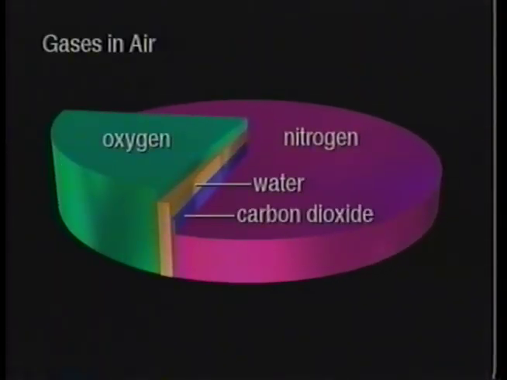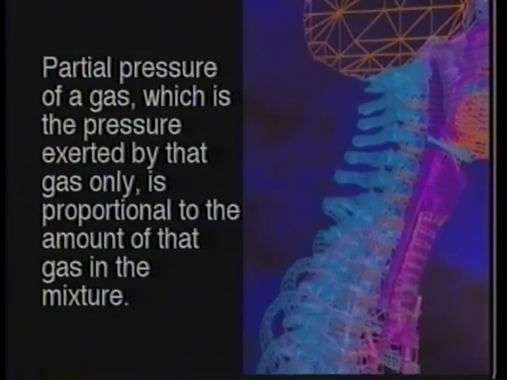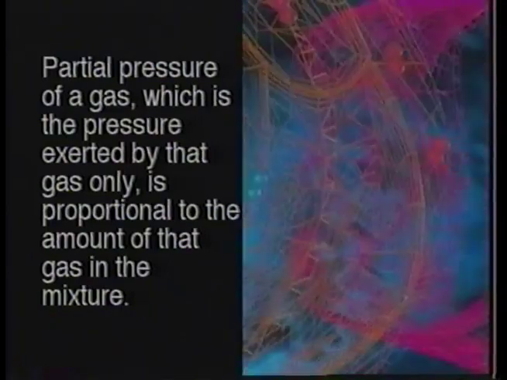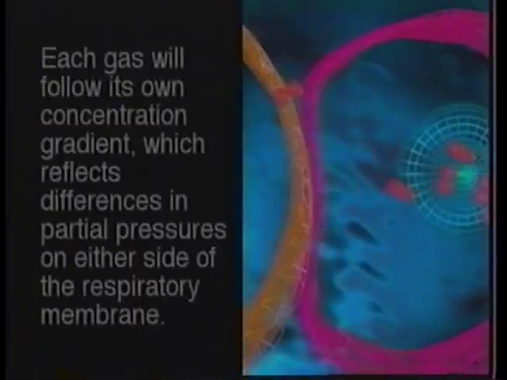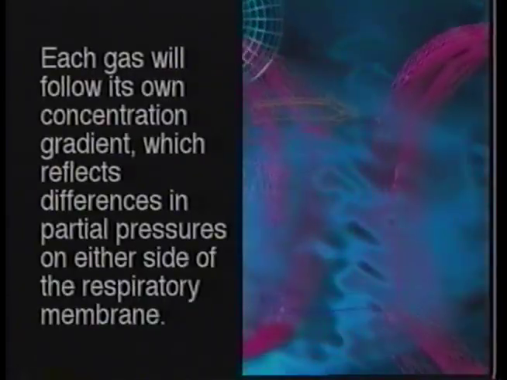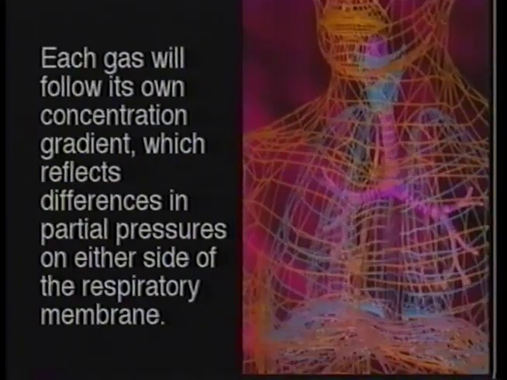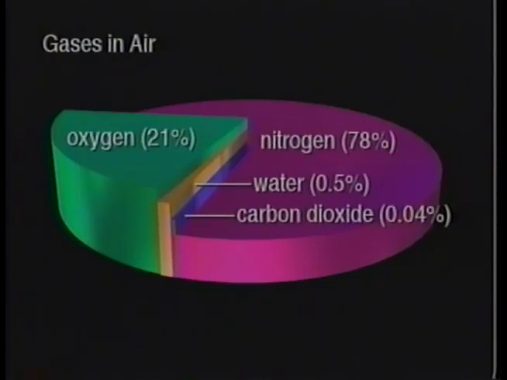In the first section, we saw how air pressures determine the direction of a concentration gradient for air. However, air is a mixture of gases. For gases in mixtures, each gas exerts its own pressure. The partial pressure of a gas, which is the pressure exerted by only that gas, is proportional to the amount of that gas in the mixture. Each gas will follow its own concentration gradient, which reflects differences in partial pressures on either side of the respiratory membrane. This chart shows the proportions of gases in air.